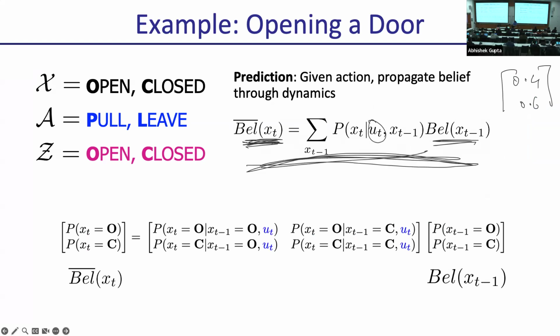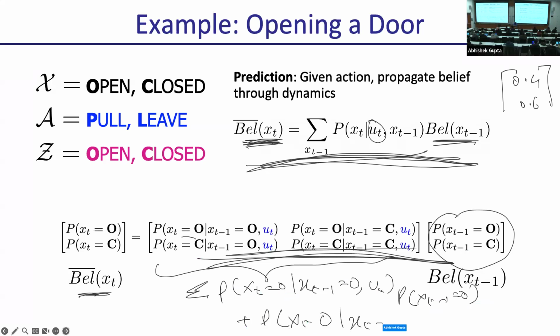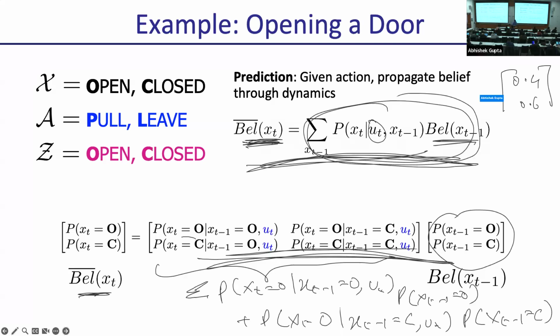You can implement this summation through just a matrix multiplication. And so what you'll get is belief bar is equal to that matrix of transitions from earlier multiplied by your previous belief. When you actually do the mechanics of matrix multiply, the first row is going to be p of xt equal to O given xt minus 1 equal to O, ut, times p of xt minus 1 equal to O, plus p of xt equal to O given xt minus 1 equal to C, ut, times p of xt minus 1 equal to C. Just multiply the row and the column. And that's exactly the same as this guy. You took the motion model, you multiplied by the previous belief. So the process of implementing that motion model step is just the same as matrix multiply.